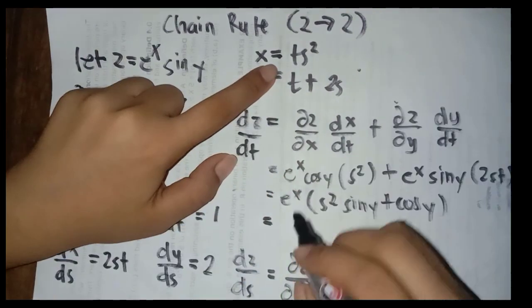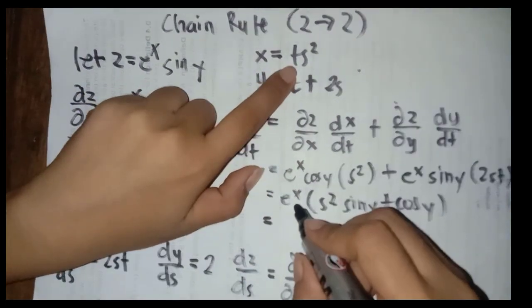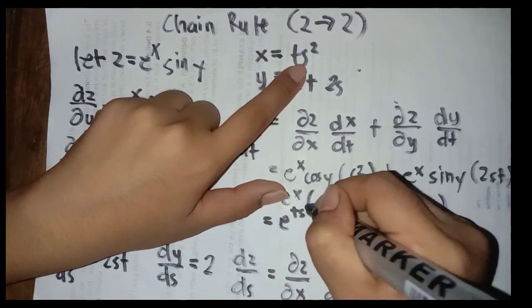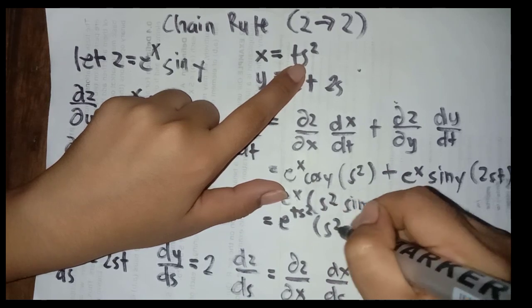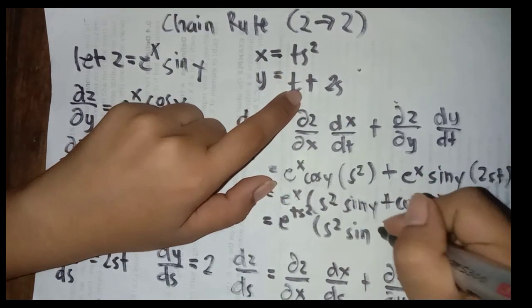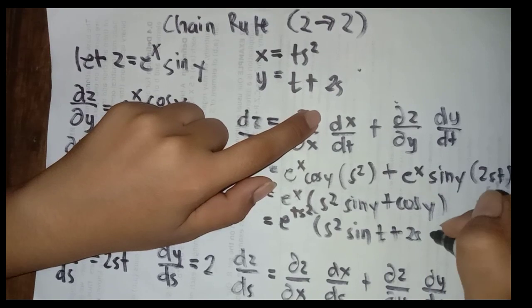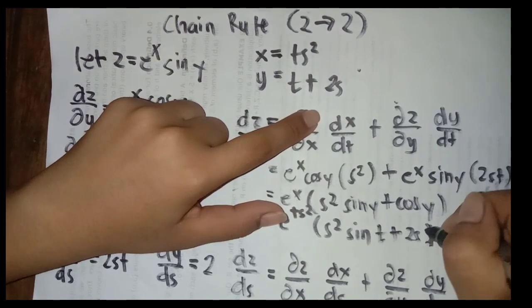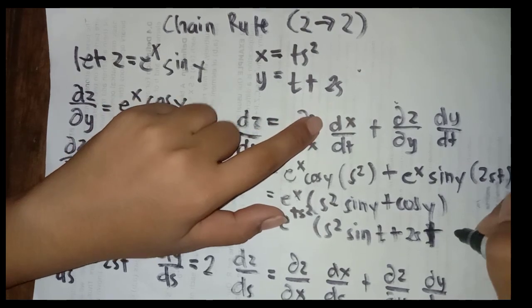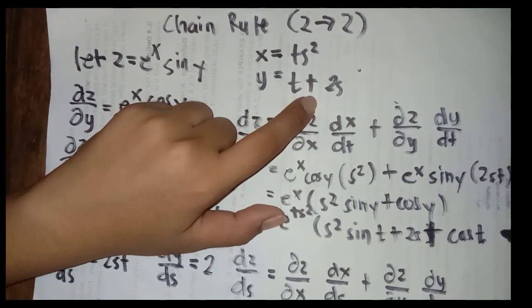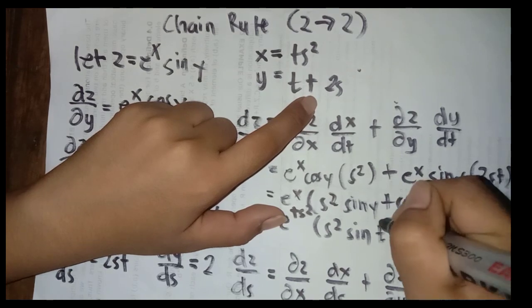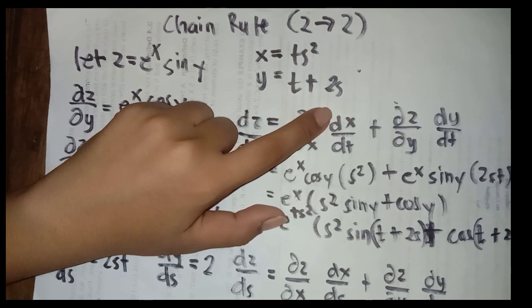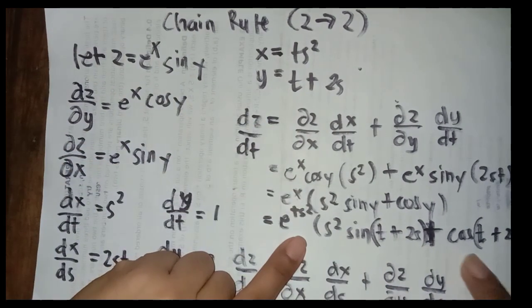And then we will substitute the x value and the y value. So e raised to t s squared, then s squared sine, our y is t plus 2s, plus our cos y is t plus 2s. So this will be the final answer.